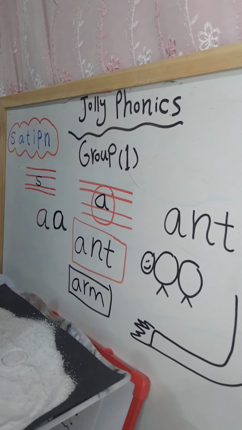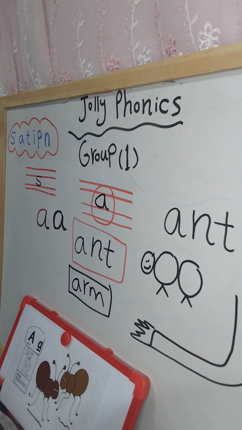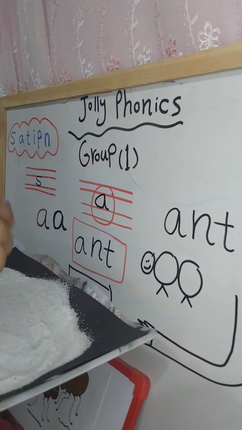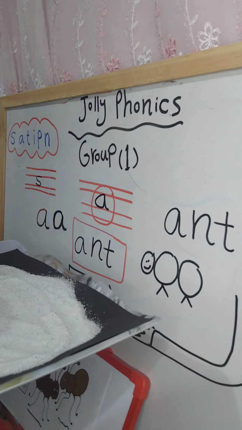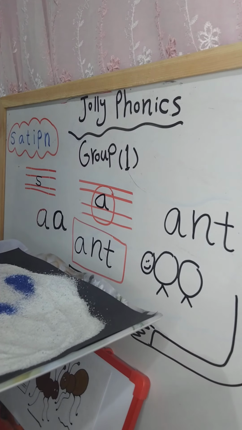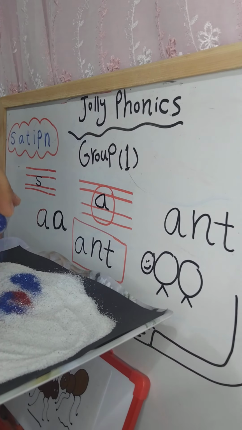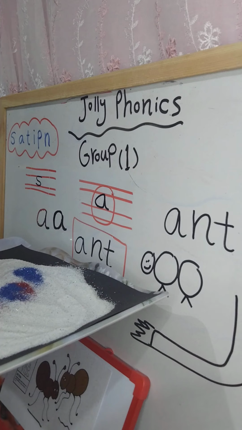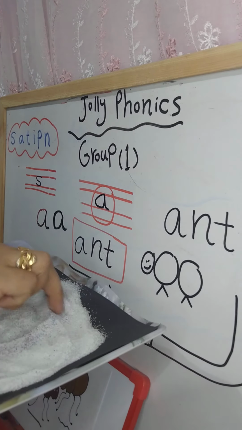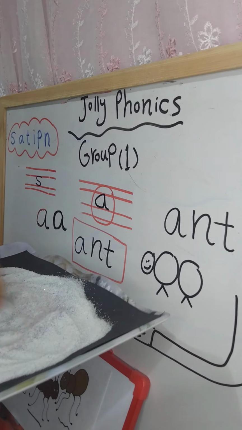Here we have some salt on a tray and let's put some sprinkles. Yes, I'll show you now. We have some sprinkles, blue and red. We have a tray and some salt. These are sprinkles, red and blue. Okay, now let's mix the sprinkles with salt.